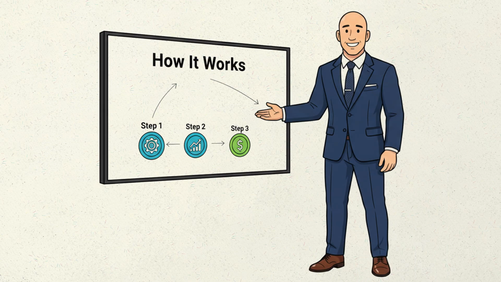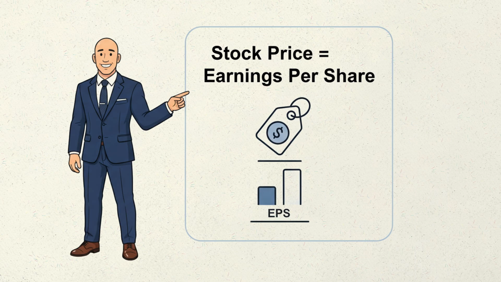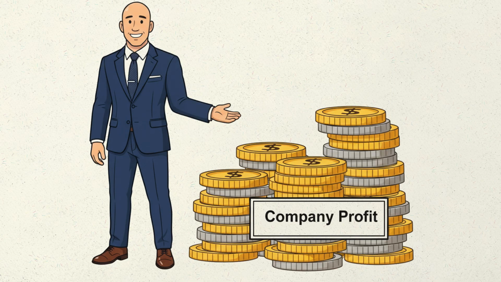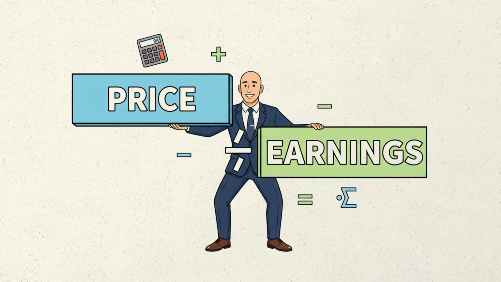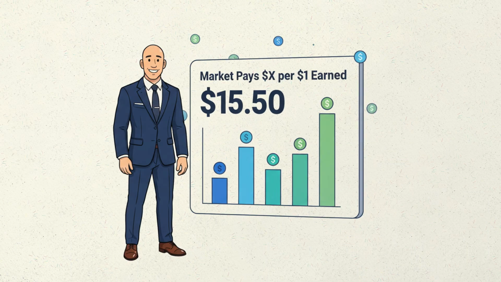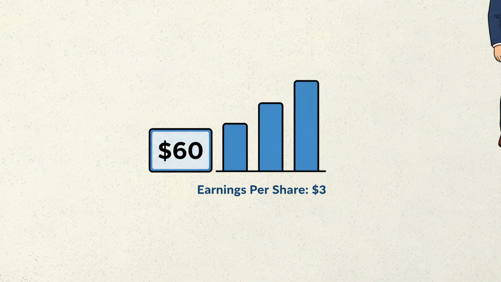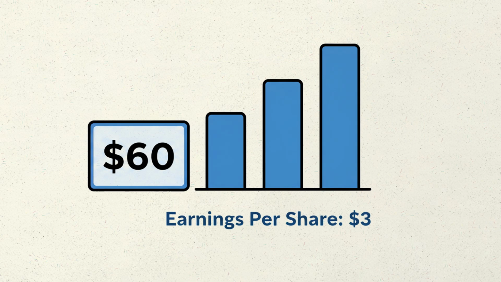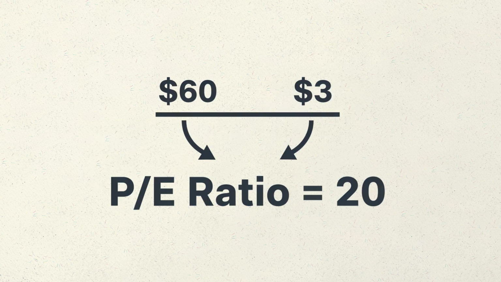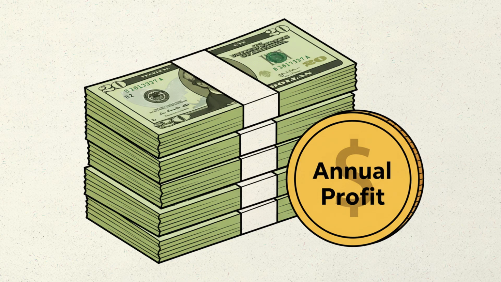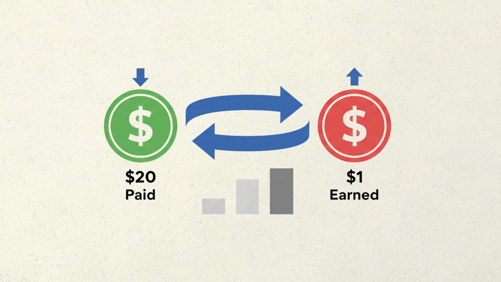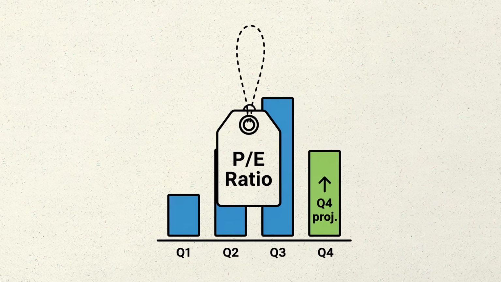Here's how it works. You take the stock's current price and divide it by earnings per share. Earnings per share is just the company's profit spread across each share of stock. When you divide the price by those earnings, you get a number that shows how much the market is paying for each dollar the company earns. So, if a stock trades at $60 and the company earned $3 per share last year, the P/E ratio is 20. In plain terms, investors are paying $20 for every $1 of annual profit. That's it. No magic, just a price tag on earnings.